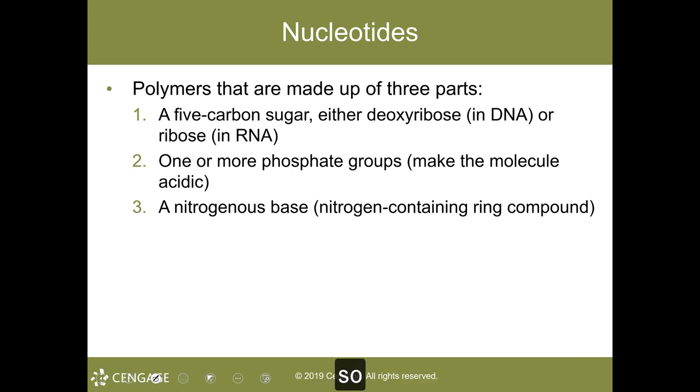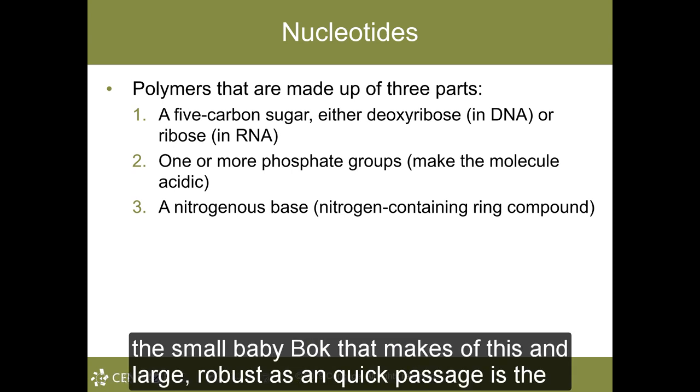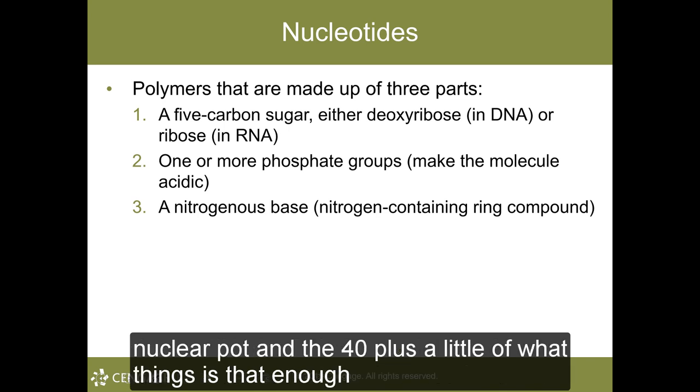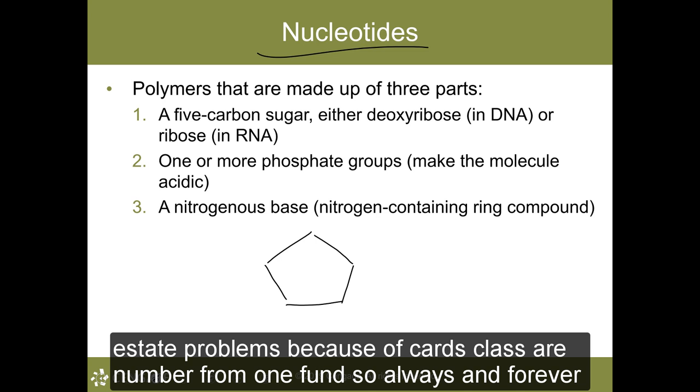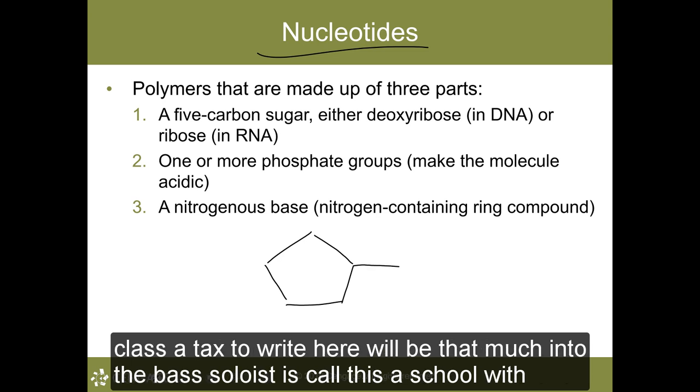So the small building block that makes up this large polymer known as the nucleic acid is the nucleotide. And before you, it shows what the nucleotide is made of. So a nucleotide is made of three things. One, it's called a 5-carbon sugar, or pentose sugar. So I'll draw the 5-carbon sugar here. And I say 5 carbons because those carbons are numbered from 1 to 5. So always and forever, attached right here will be that nitrogen-containing base.